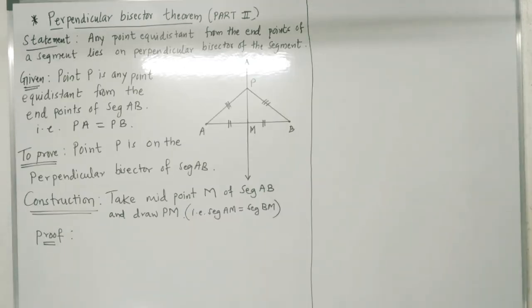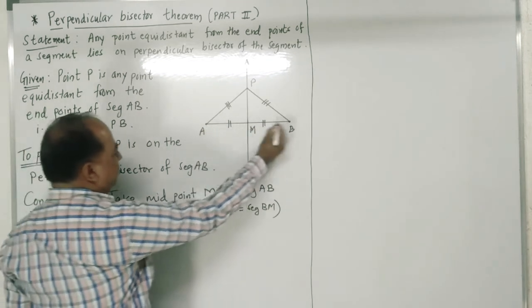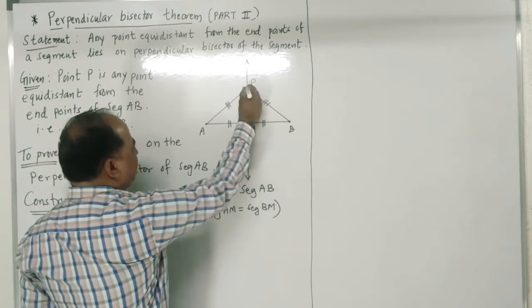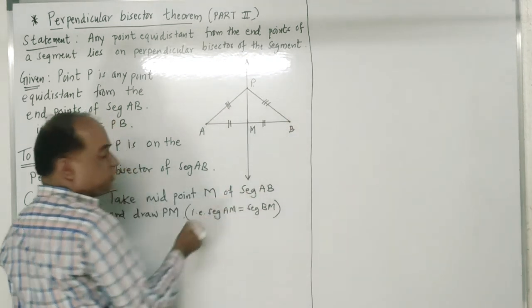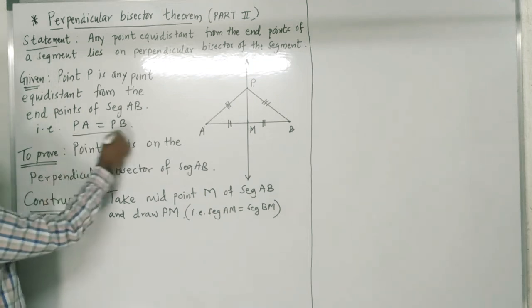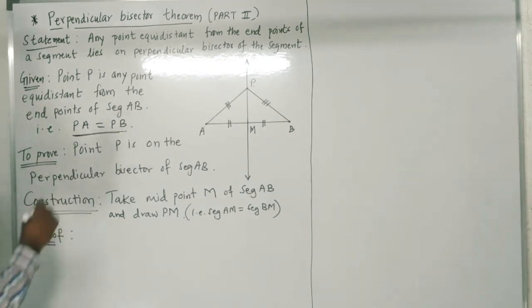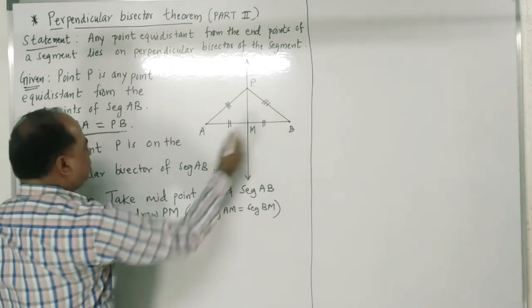Part 2 of the perpendicular bisector theorem. The statement of the theorem is: any point equidistant from the endpoints of a segment lies on the perpendicular bisector of the segment. The given part is: let point P be any point equidistant from the endpoints of segment AB. That means PA and PB are equal. This is given. PA is equal to PB.